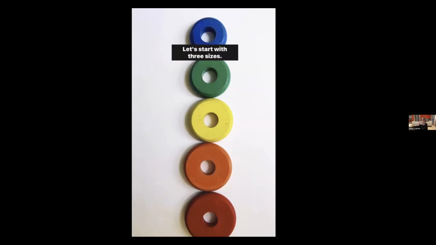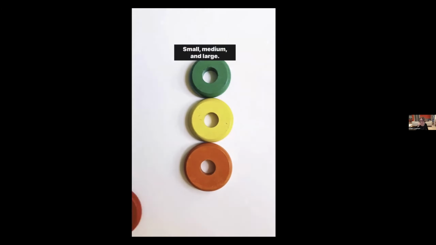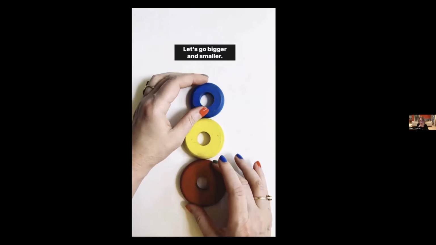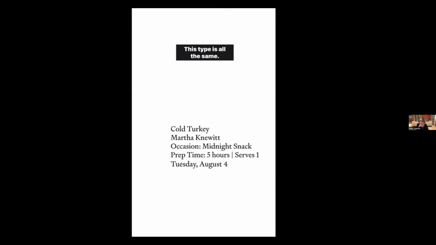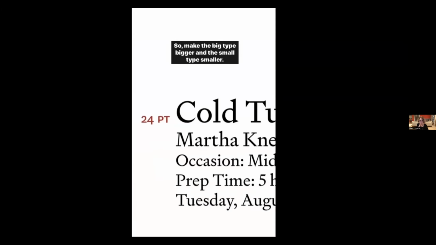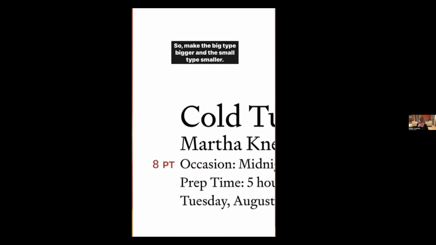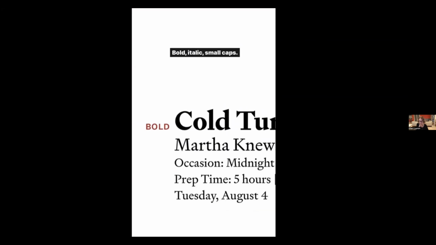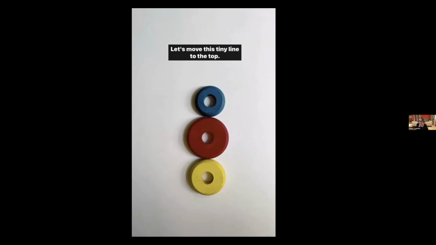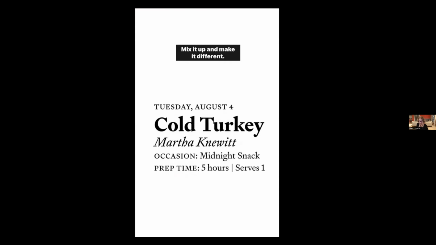Oh no, how do I choose type sizes? Let's start with 3 sizes: small, medium, and large. Too similar. Conflict. Let's go bigger and smaller. This type is all the same. Still feels almost the same. So make the big type bigger and the small type smaller. Now let's style our type to make this baby sing. Bold, italic, small caps. Let's move this tiny line to the top. Nice. Mix it up and make it different.